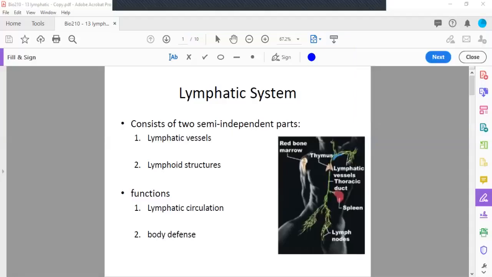Welcome to the lymphatic system. The lymphatic system is composed of two semi-independent parts. But before we begin, the first instinct we think of is, what is it involved with? That's the question we will discuss in a moment. But let's talk about the two semi-independent parts first.